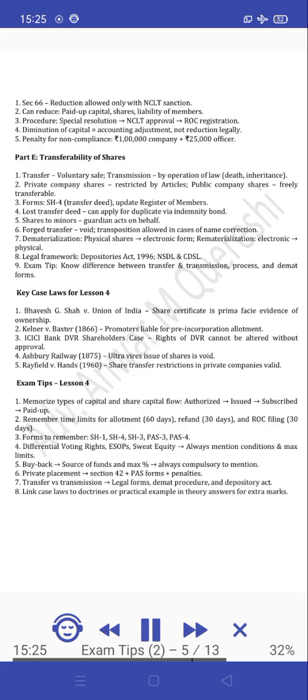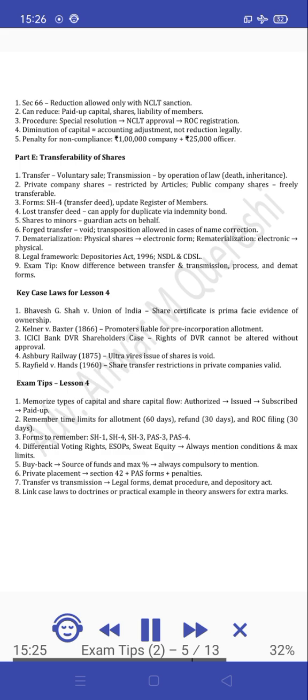8. Reduction of share capital. 1. Sec 66: reduction allowed only with NCLT sanction. 2. Can reduce paid up capital, shares, liability of members. 3. Procedure: special resolution, NCLT approval, ROC registration. 4. Diminution of capital equals accounting adjustment, not reduction legally. 5. Penalty for non-compliance: 100,000 rupees company plus 25,000 rupees officer.